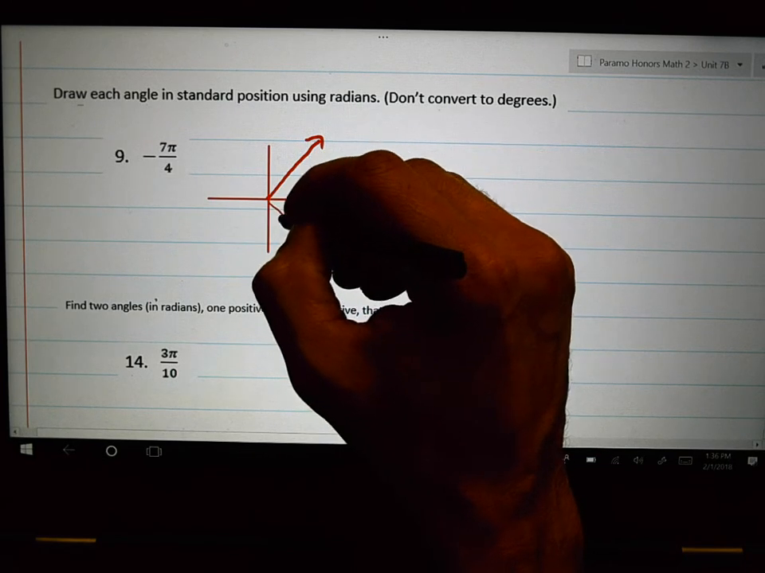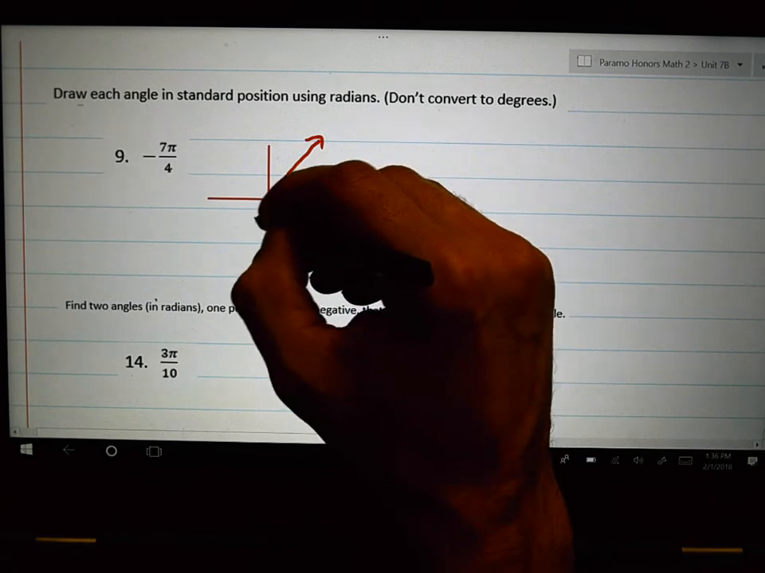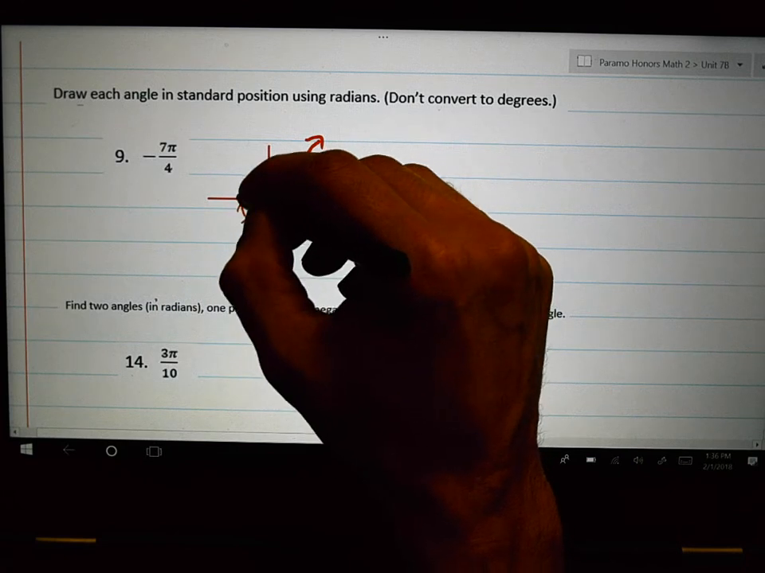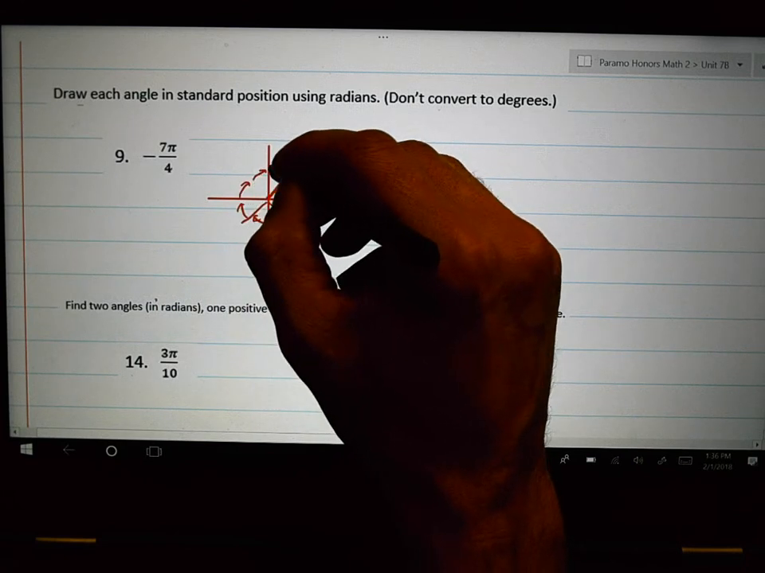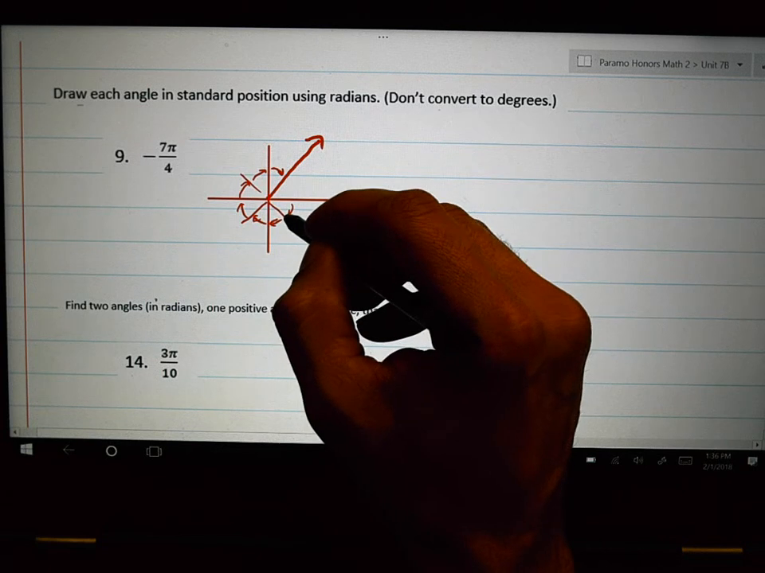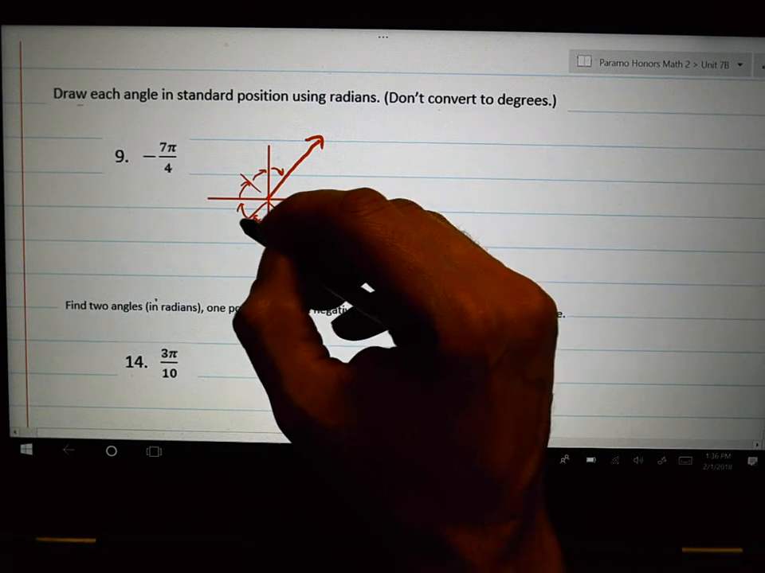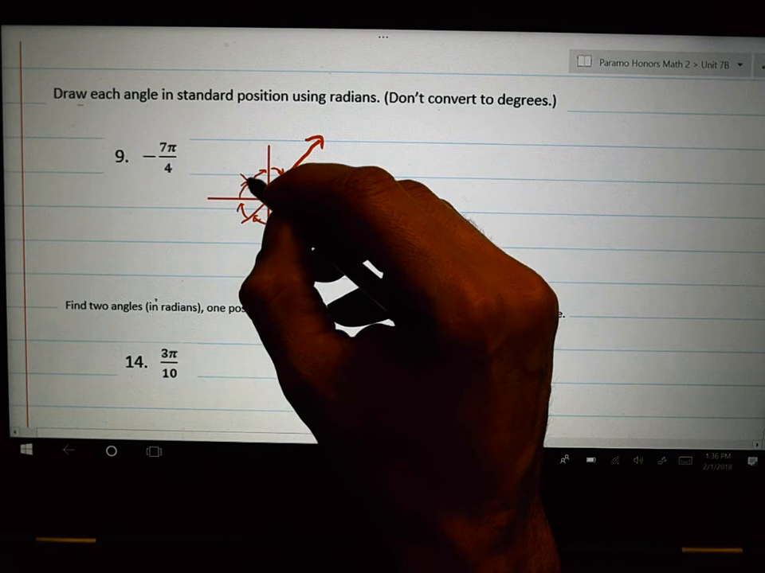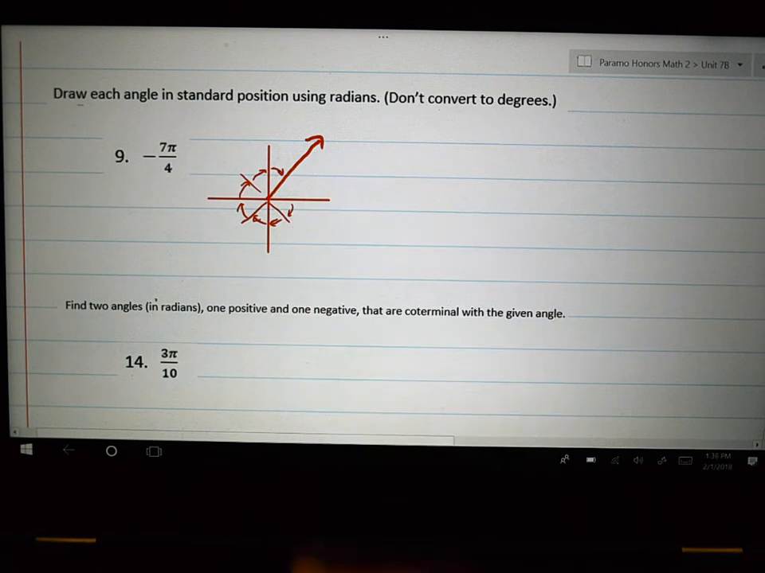And another pi over 4, and another, and another, and another, and another, and another. Negative 1 pi over 4, negative 2 pi over 4, negative 3 pi over 4, negative 4 pi over 4, negative 5 pi over 4, negative 6 pi over 4, negative 7 pi over 4 puts me into quadrant 1. And that's it.